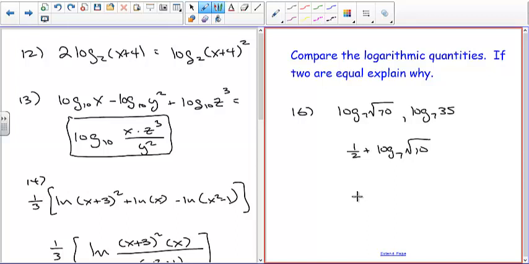If two are equal, explain why. Okay, because there's 3 of them, it's like the 2, or if 2 are equal to each other. So they all are base 7. Now if I take the first one and I rewrite the square root as the half power, what I'd end up with is 1/2 times the log base 7 of 70, which looks close to that, but it's not right because I've got 1/2 plus, so that's not going to work out.